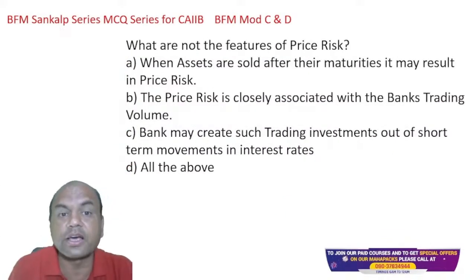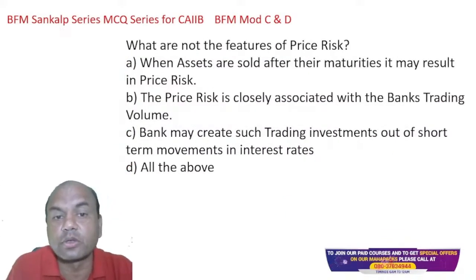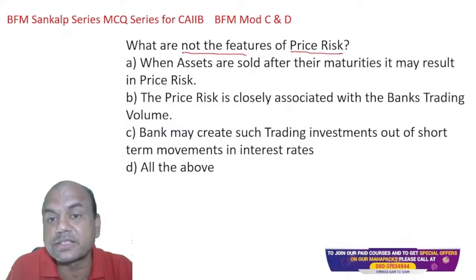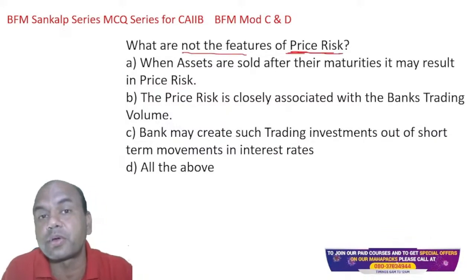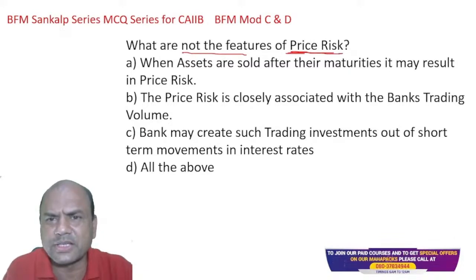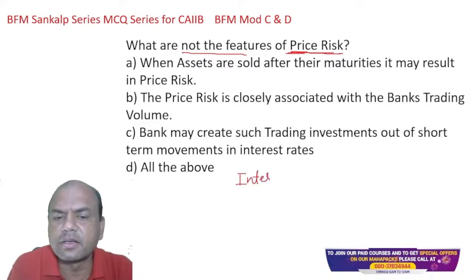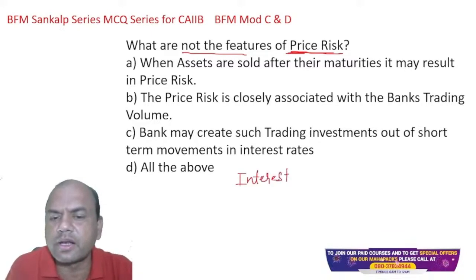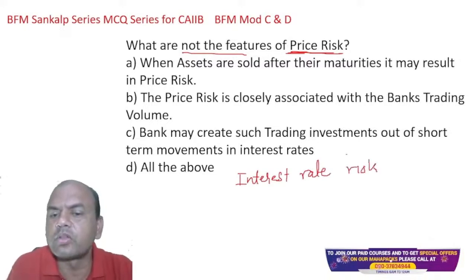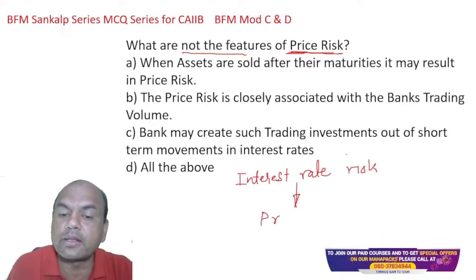Which of the following are not the features of the price risk? Not the features. And price risk. Price means what? Price of the bond goes up or down. That is basically the meaning. See, always remember one thing. Interest rate risk is always related to price risk. Both of them go hand in hand.